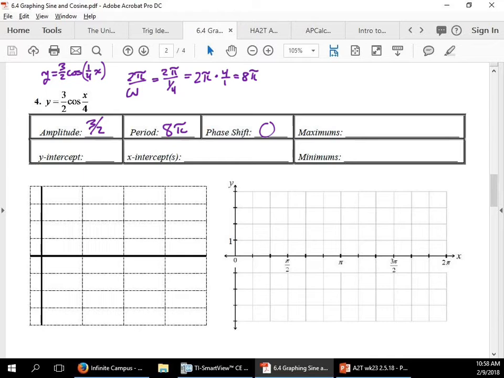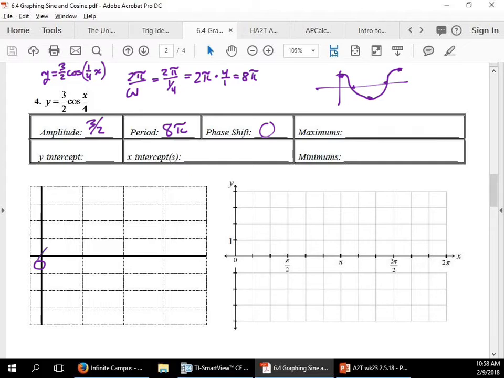All right, now we have cosine. We know the pattern for cosine. It goes max, midline, min, midline, max. Okay, that's what cosine looks like. What are our x values? Well, we're going to start at 0 because we had no phase shift. What's our period? 8 pi.